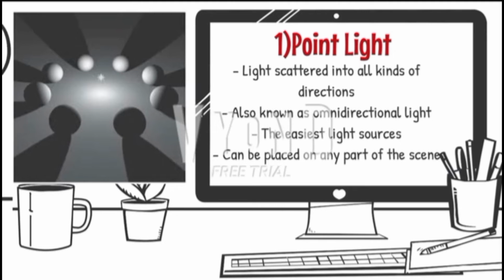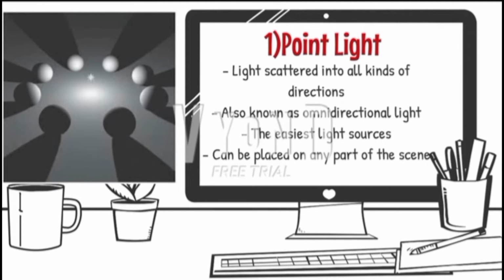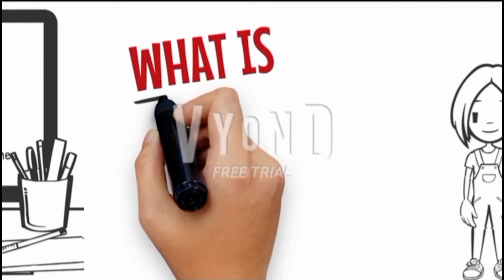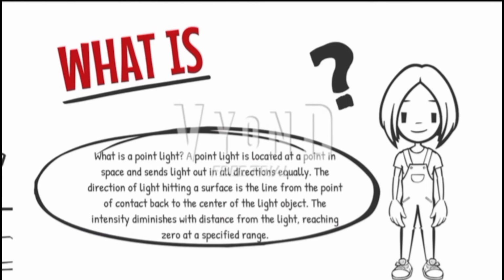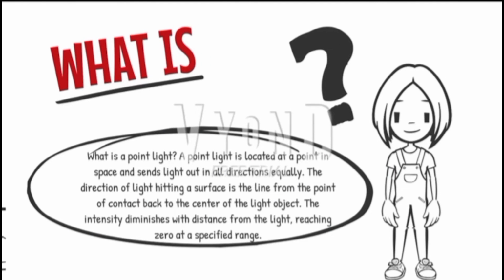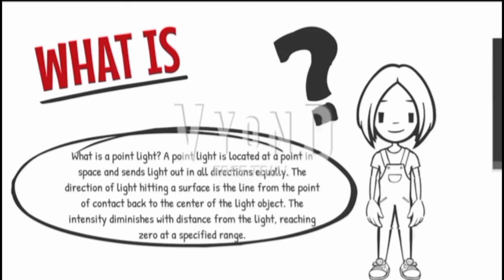Okay, first, point light. Light scattered in all kinds of directions, also known as omnidirectional light. The easiest light source, it can be placed on any part of the scene. A point light is located at a point in space and sends light out in all directions equally. The direction of light hitting a surface is the line from the point of contact back to the center of the light object. The intensity diminishes with the distance from the light, reaching zero at a specified range.